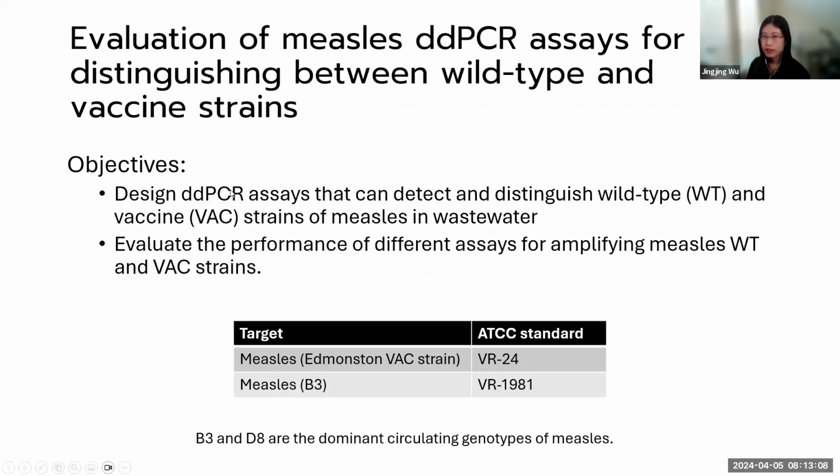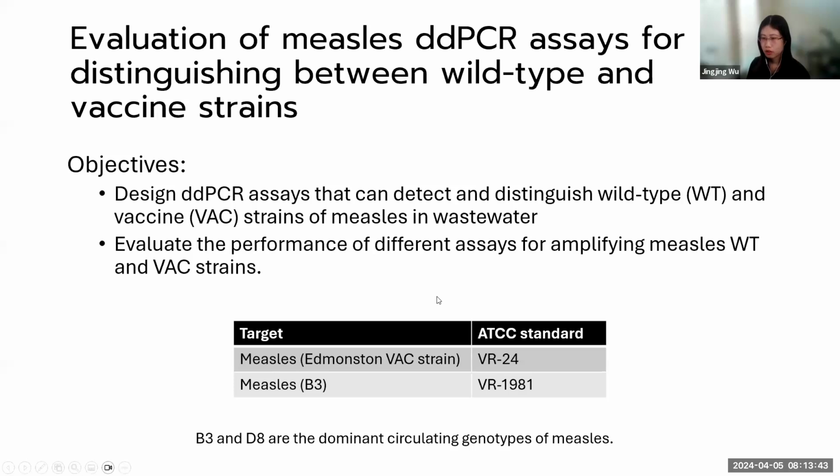Because measles has wild type and vaccine strains, the second part of our research is to evaluate the measles PCR assays to distinguish the wild type and vaccine strains. The objective of this part of the study is to design ddPCR assays that can detect and distinguish wild type and vaccine measles strains in wastewater and evaluate their performance for amplifying measles wild type and vaccine strains.